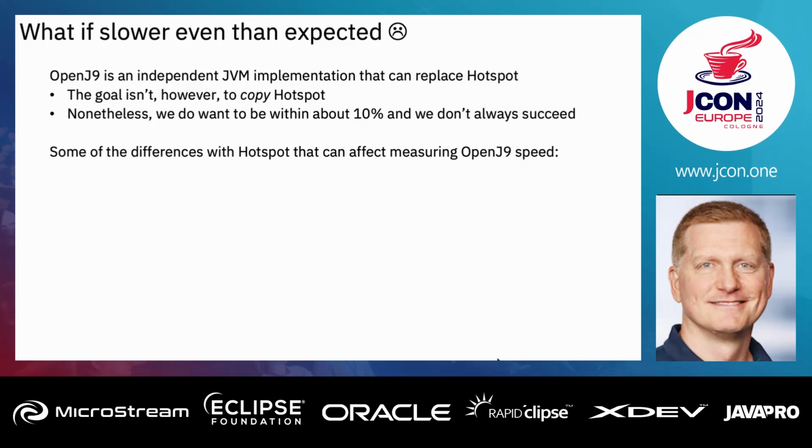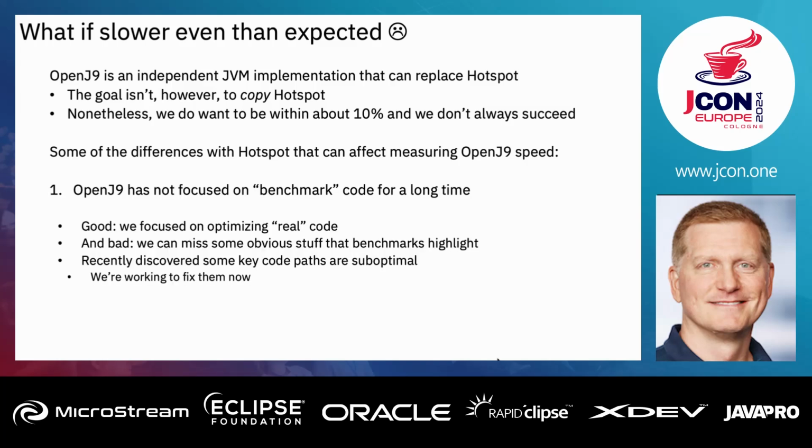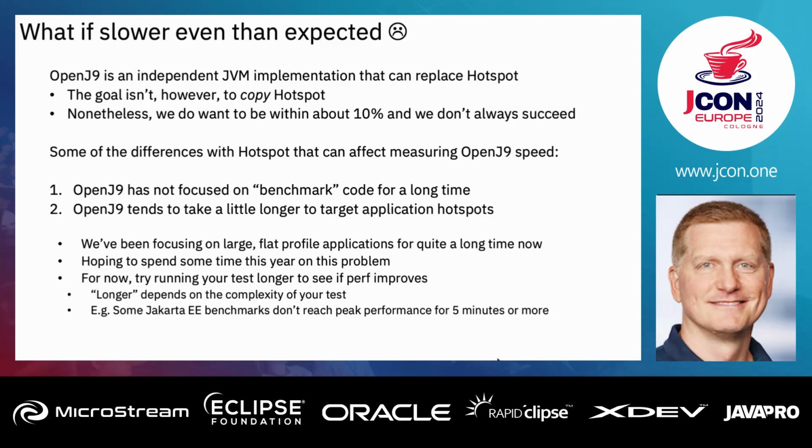If it's slower than expected, this boils down to sometimes not measuring correctly. We haven't been focusing on benchmark code for a very long time. We've been focusing on IBM product code, right? Real application use. And that means sometimes we have missed opportunities that benchmarks have, and that makes us look bad. But there's actually some important code paths in benchmarks, so we're discovering that we need to fix some things. So we've been working on that now, and hopefully later this year things will get better.